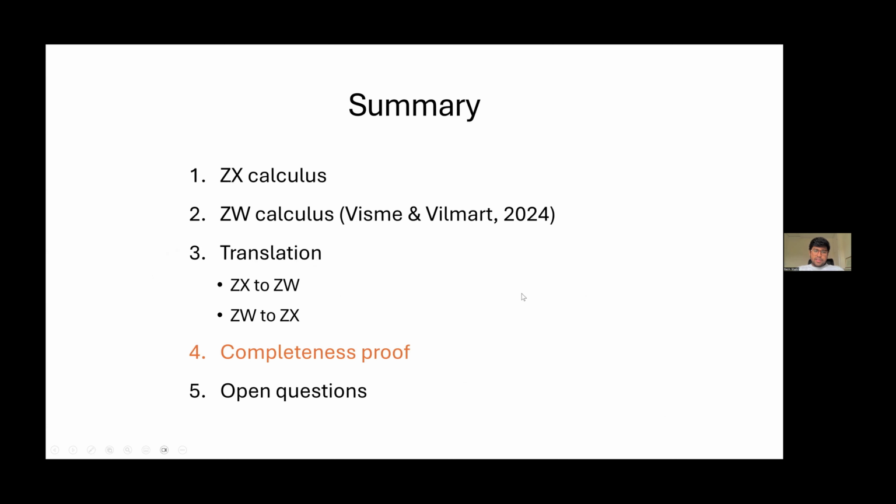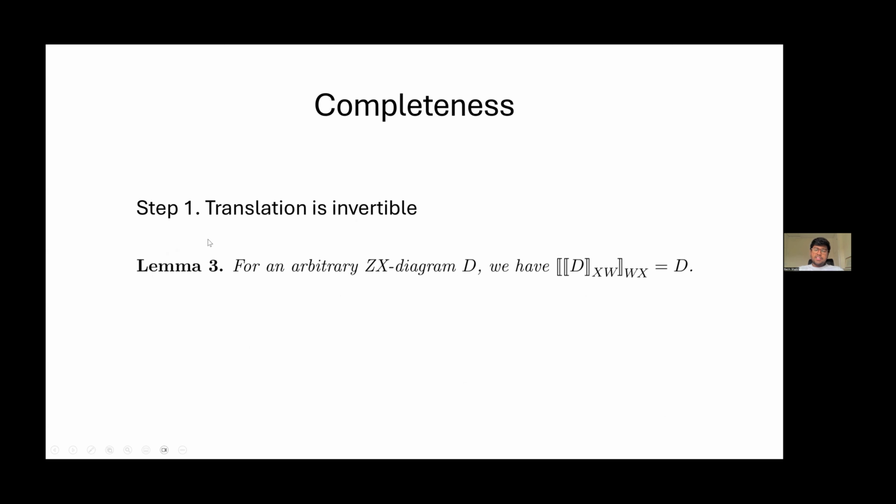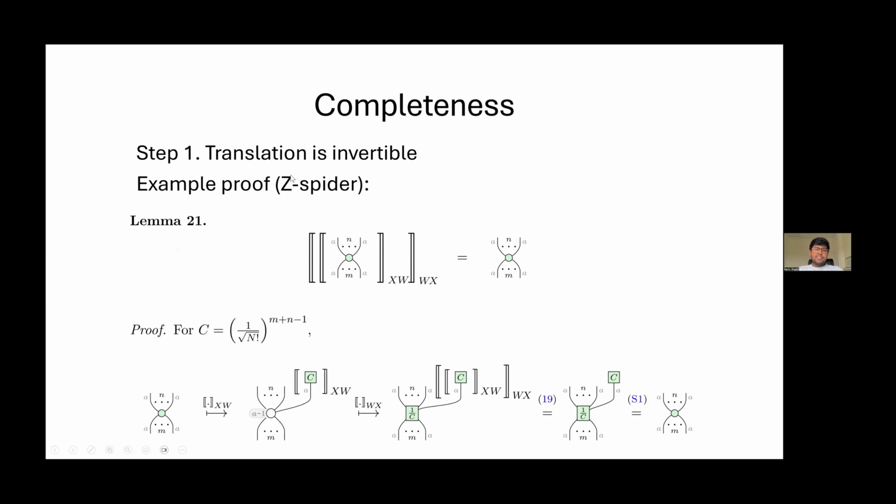Okay, now for the proof of completeness, the first thing we need to show is that the translation is invertible, which means if I have a diagram in ZX, which is called D, and if I translate from ZX to ZW, and then I translate from ZW to ZX, this round trip should be the same as the original diagram D. And to prove this, there are a lot of lemmas in the paper that show how to prove this, but I'll give two examples. So here's the Z spider, and here's how we can prove this. So first, the Z spider we convert to ZW, which gets mapped to this, and then we map this back to ZX, which gets mapped to this, and then we can apply some fusion to get back to the original diagram.